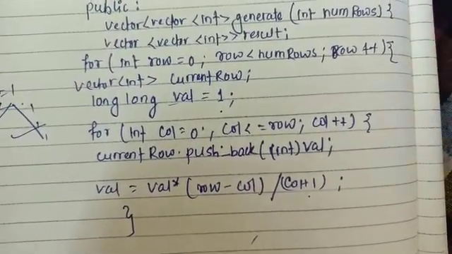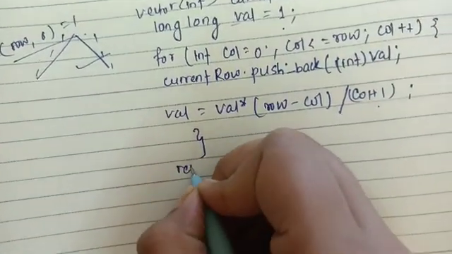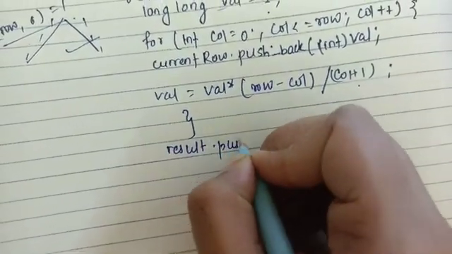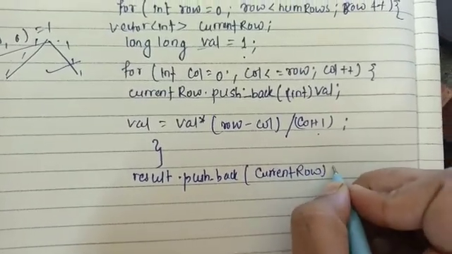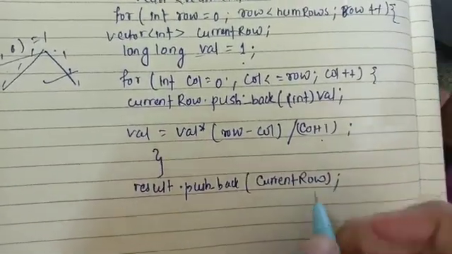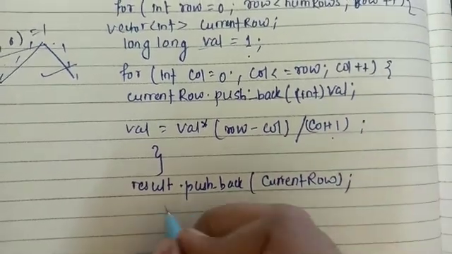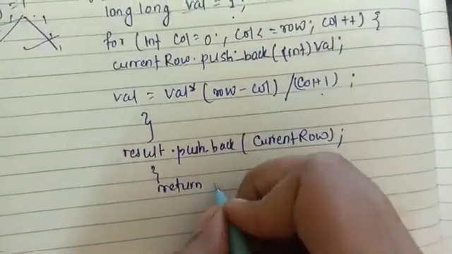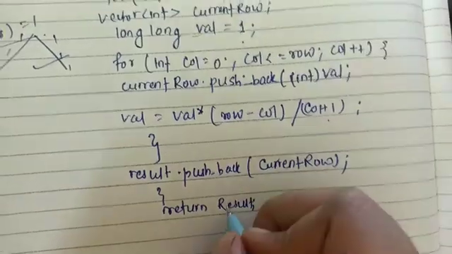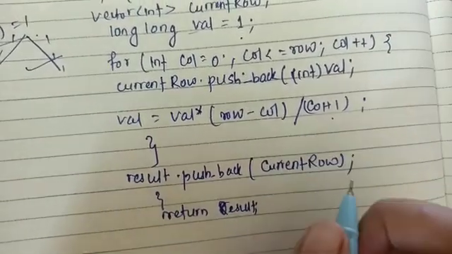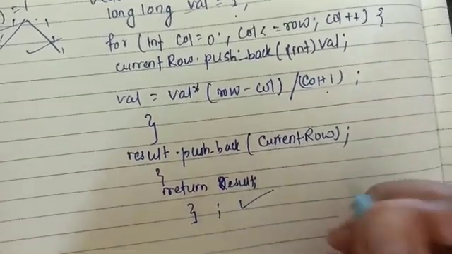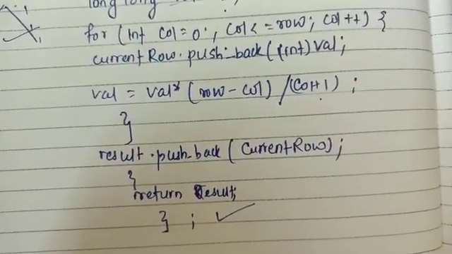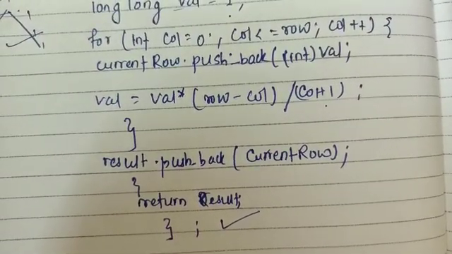Now we will end the inner loop. Then we will push back the current row: result.push_back(currentRow). Done. This means the notebook result is completed now. Now we will return result only, because we have taken the result above as the small r. This returns the full notebook, the full triangle, to the caller of the generate function. Now we will end this completely. And if you want to see the example, we will see the example.